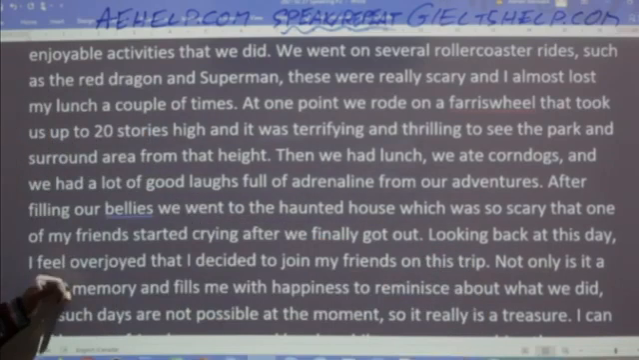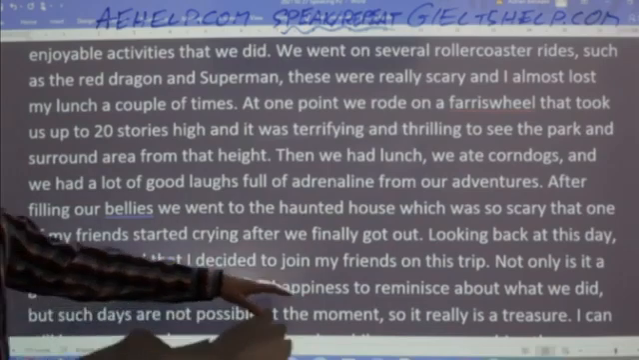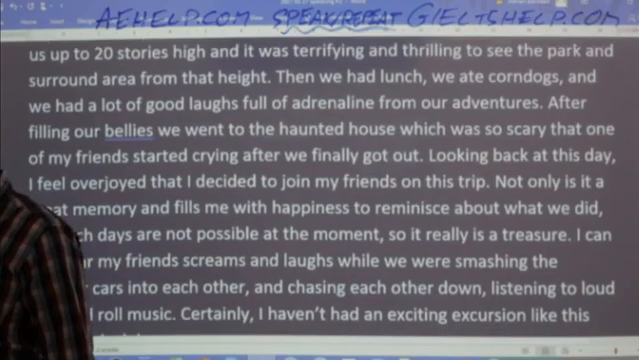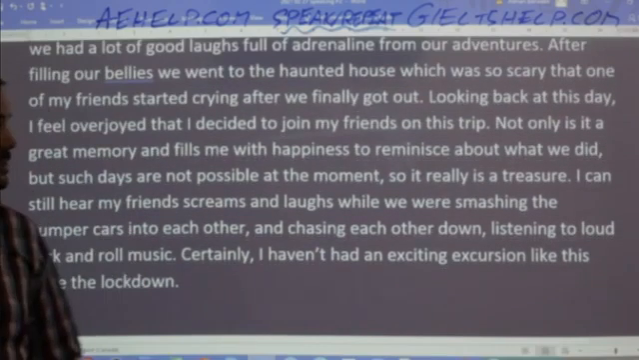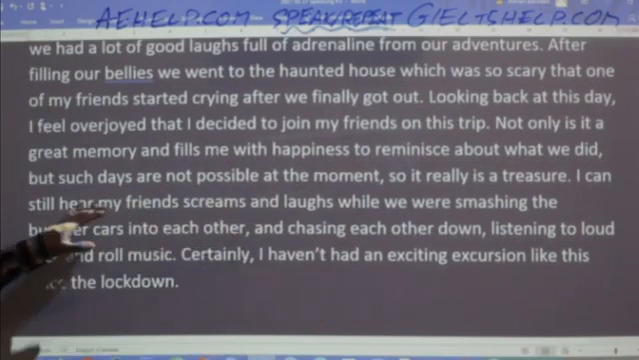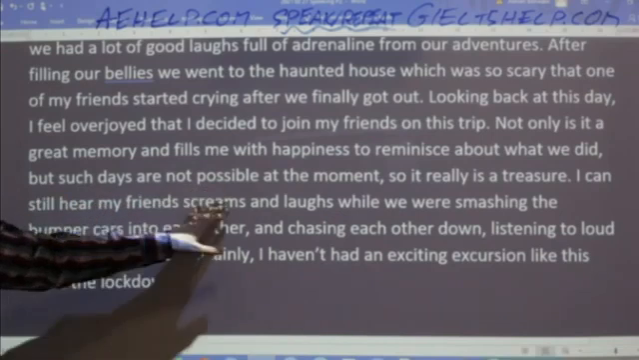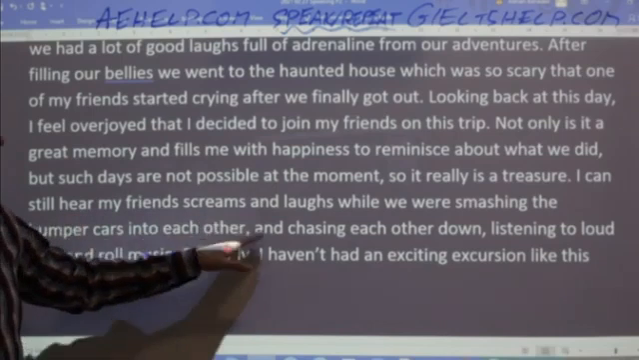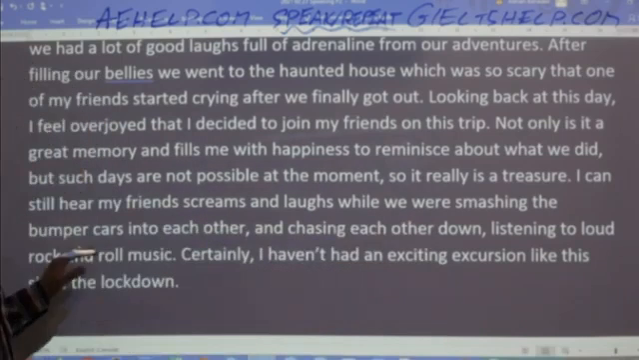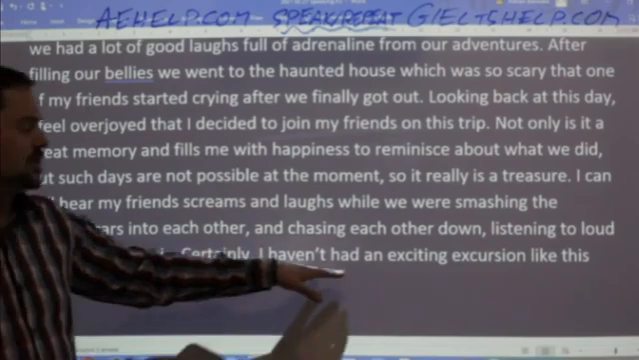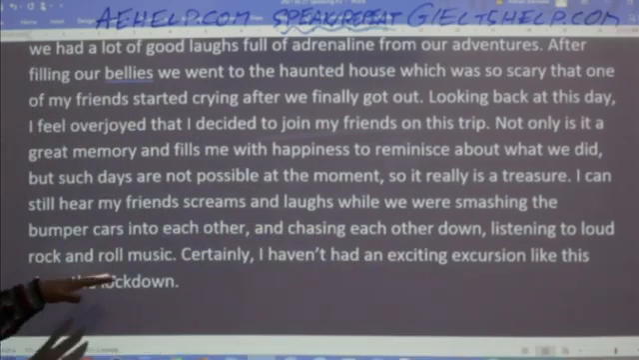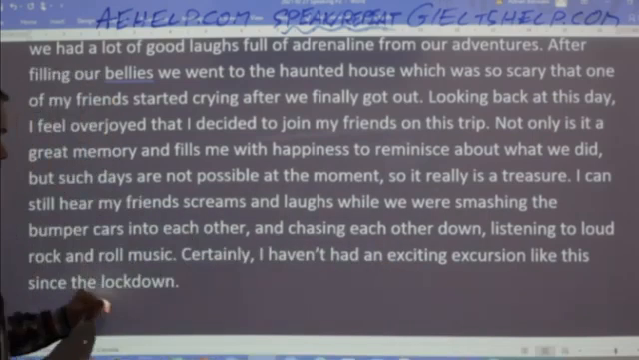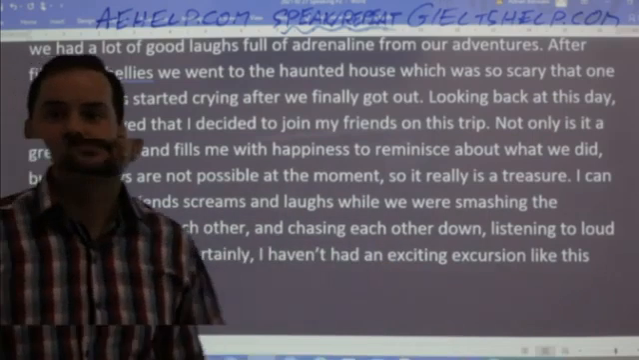Looking back at this day, I feel overjoyed that I decided to join my friends on the trip. Not only is it a great memory and fills me with happiness to reminisce about what we've done, but such days are not possible at the moment, so it really is a treasure. I can still hear my friends' screams and laughs while we were smashing the bumper cars into each other and chasing each other down, listening to loud rock and roll music. Certainly, I haven't had an exciting excursion like this since the lockdown.